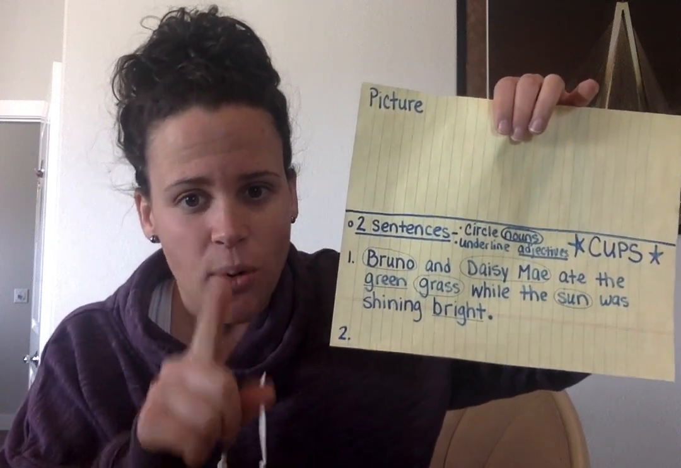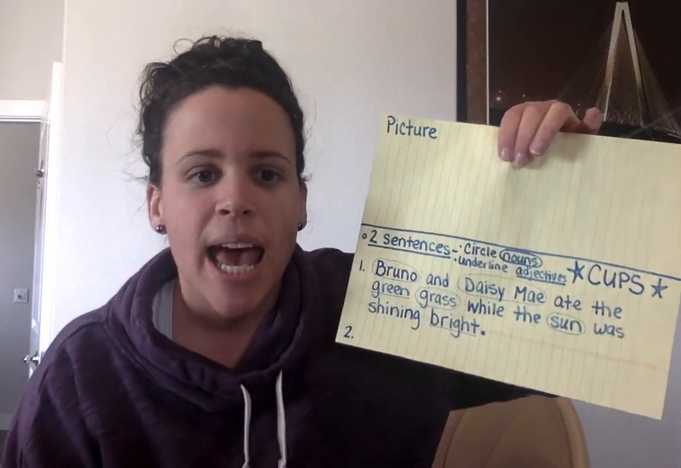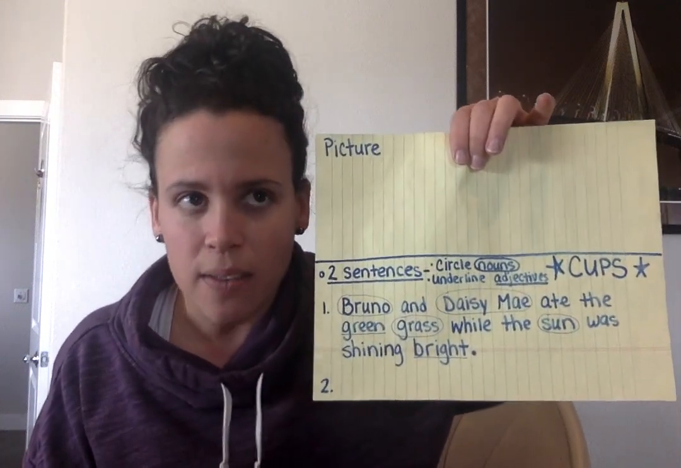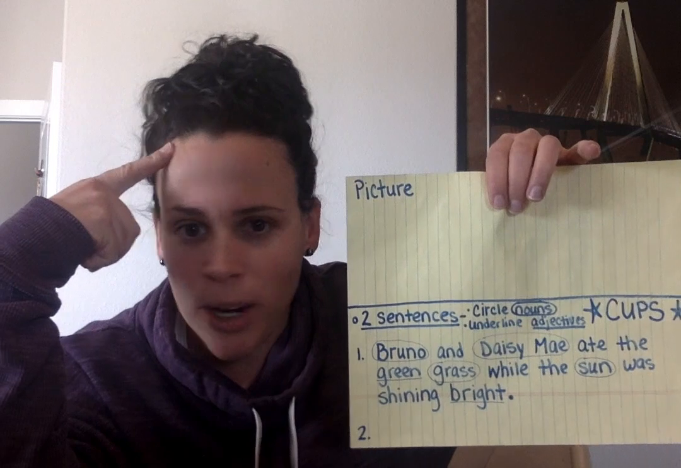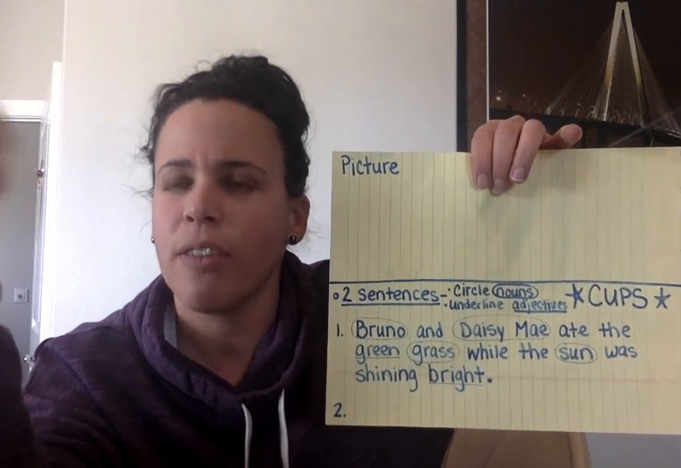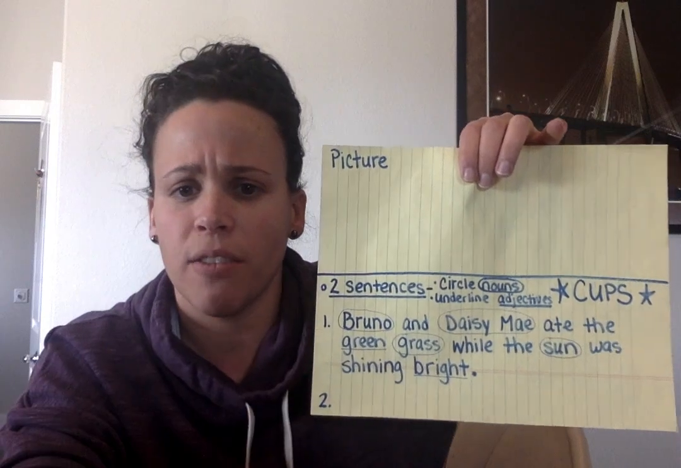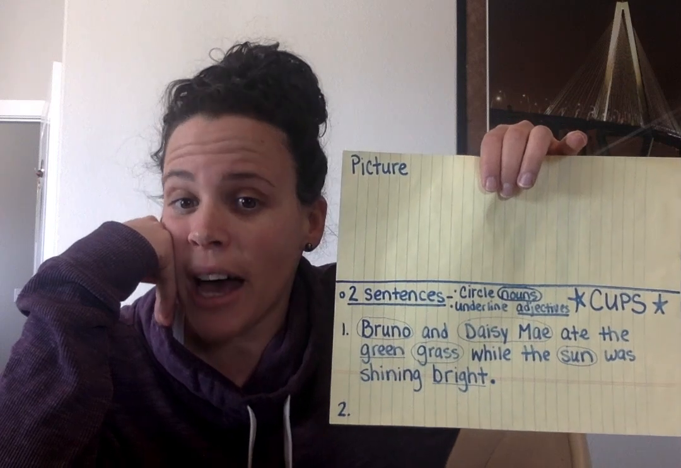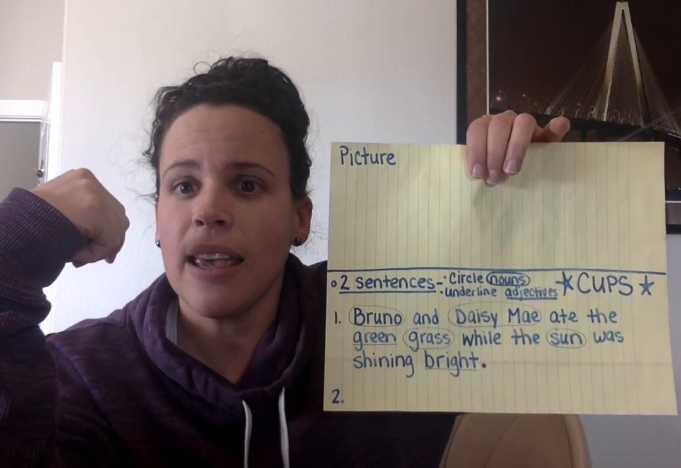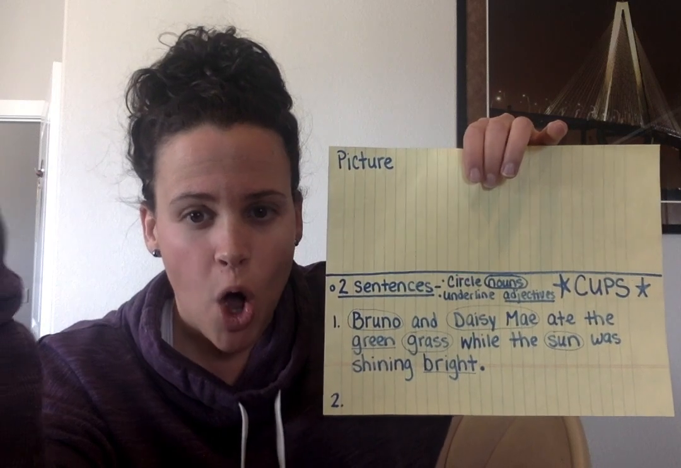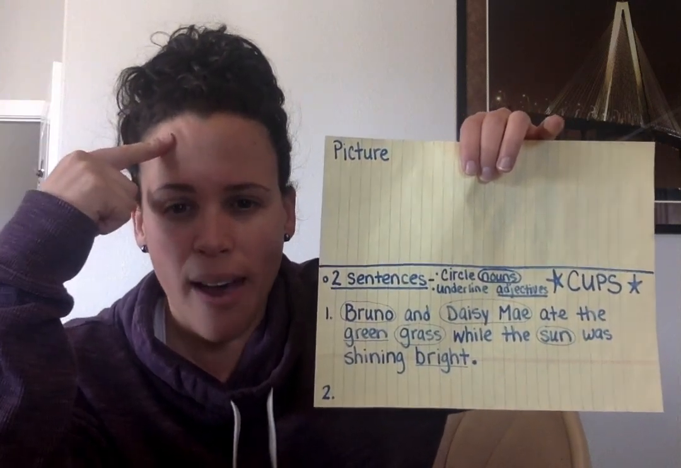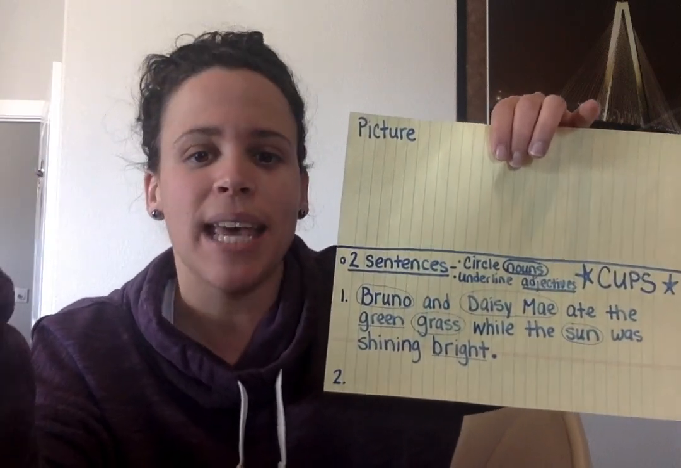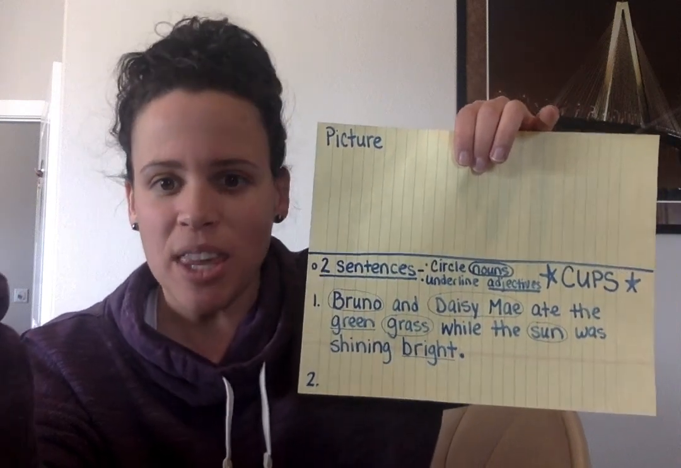Then the next thing you have to do, you're going to circle all of the nouns and you're going to underline the adjectives. Again, been on spring break for a while. What is an adjective? Think about it. What is an adjective? There are juicy words, is what we call them. Think about your five senses. Okay? What is an adjective? Hopefully, you think, oh yeah, an adjective describes something, describes a noun.